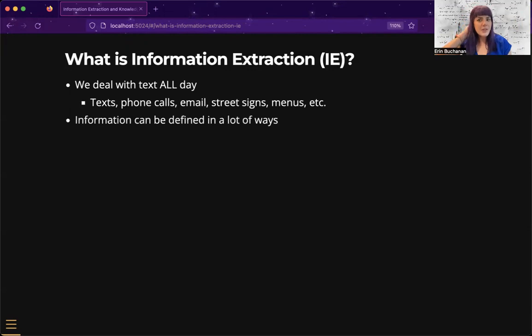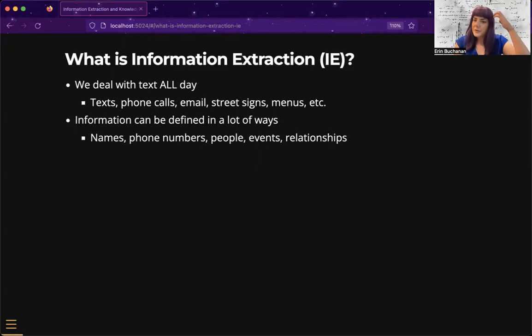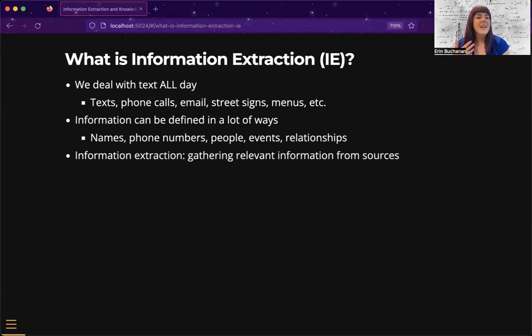So information can be defined in a lot of different ways, right? That might be, I want to get the names from the text, the phone numbers from the text, people, events, relationships, etc. I have my Google Calendar set up so that it pulls information that I've saved, like a concert I'm going to, or a hotel reservation. So how does it understand how to extract that information to save it? And why has it stopped working? Information extraction is gathering relevant information from text sources.